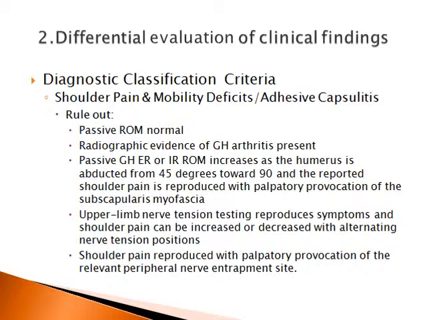You'd also like to rule it out if upper limb nerve tension testing reproduces their reports of shoulder pain. You would also be suspicious if the shoulder pain that they complain about is reproduced when you palpate peripheral nerve entrapment sites.